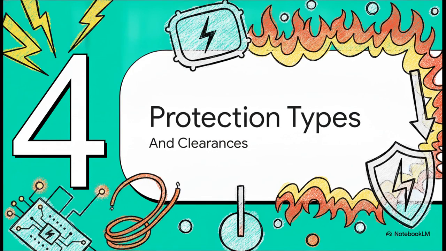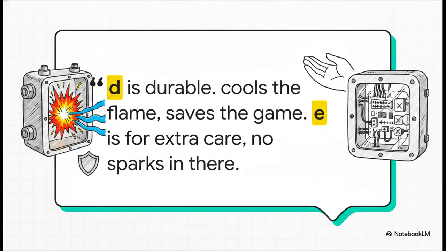Moving right into Section 4, Protection, Types, and Clearances. We're shifting focus to the physical defenses. How do we actually construct our electrical circuits to defend against the spark and heat sides of the fire triangle? A handy way to lock in the primary protection concepts on the fly is this quick rhyme.